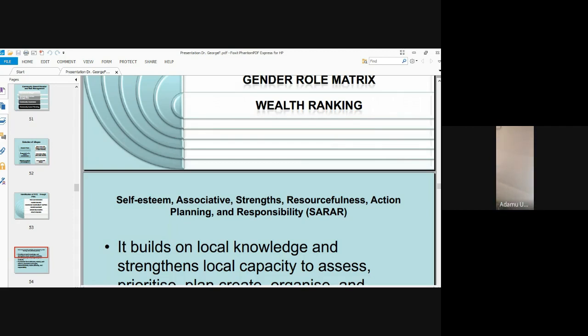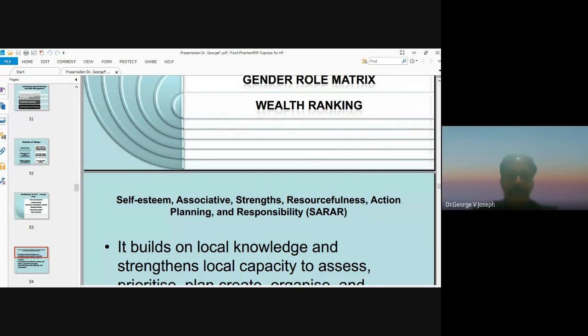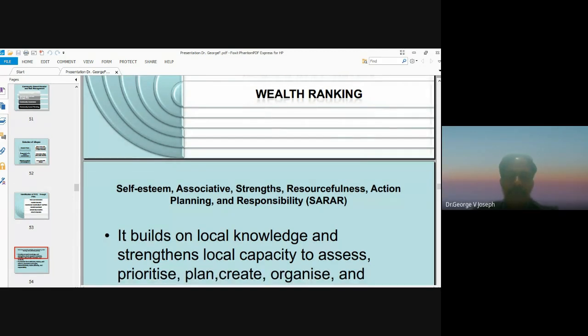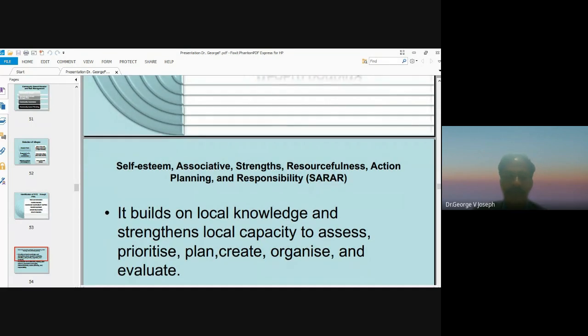So these are community-based approaches, and there is also another method that is called self-esteem, associative strength, resourcefulness, action planning, and responsibility.